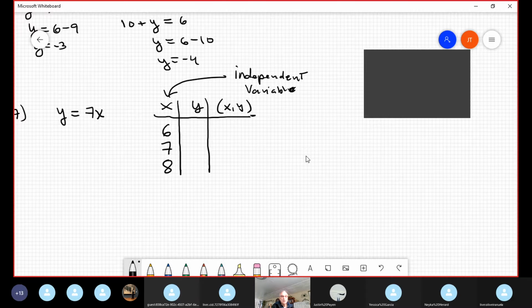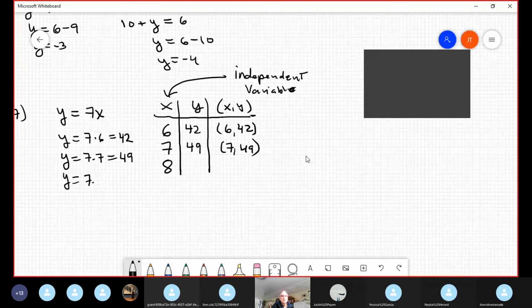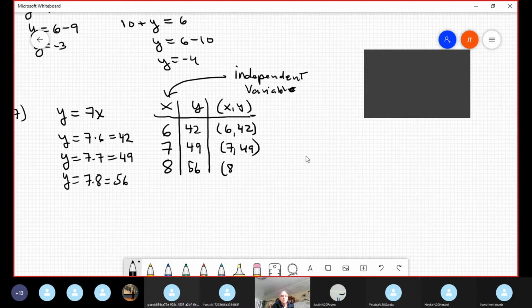So you plug in, replace: y is equal to 7 times 6, 42. And the point or the pair is 6,42. 7, y equals 7 times 7, 49. The point is 7,49. And 8, 7 times 8, 56. And the point is 8,56. It's super, super easy. Nothing is complicated in this chapter.